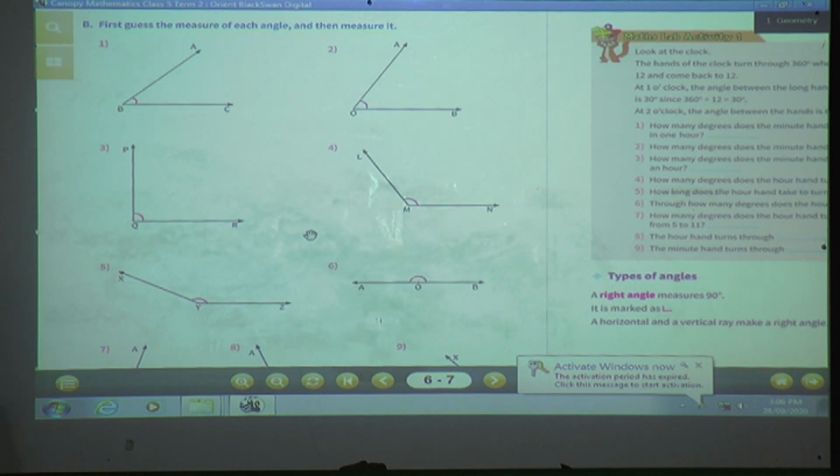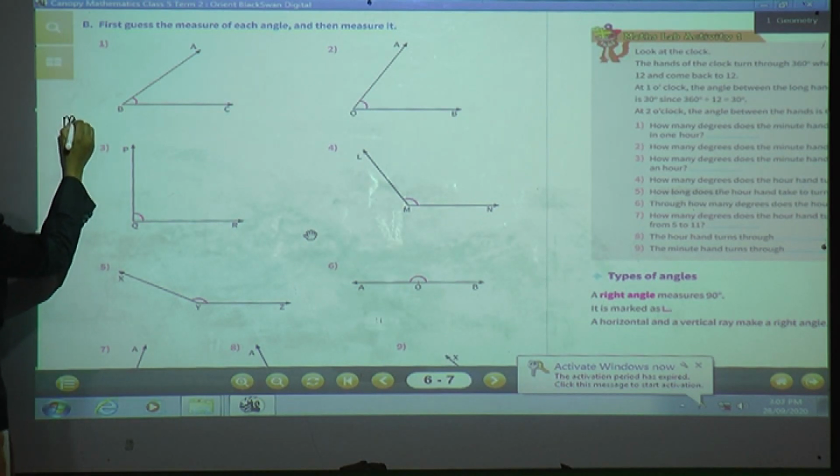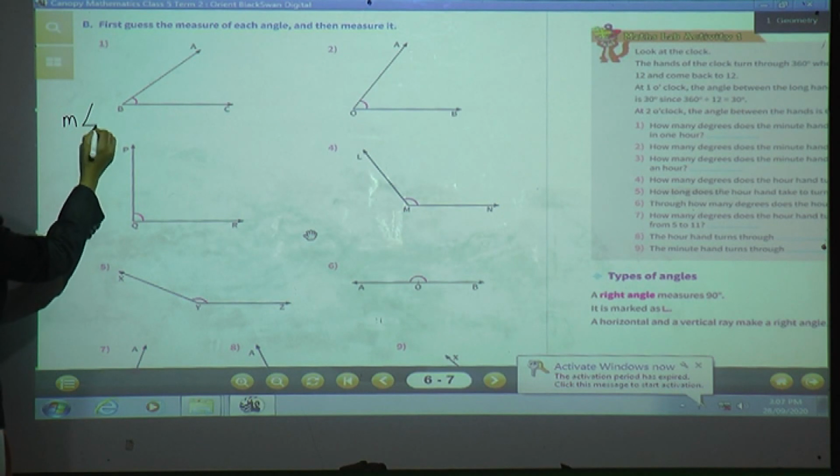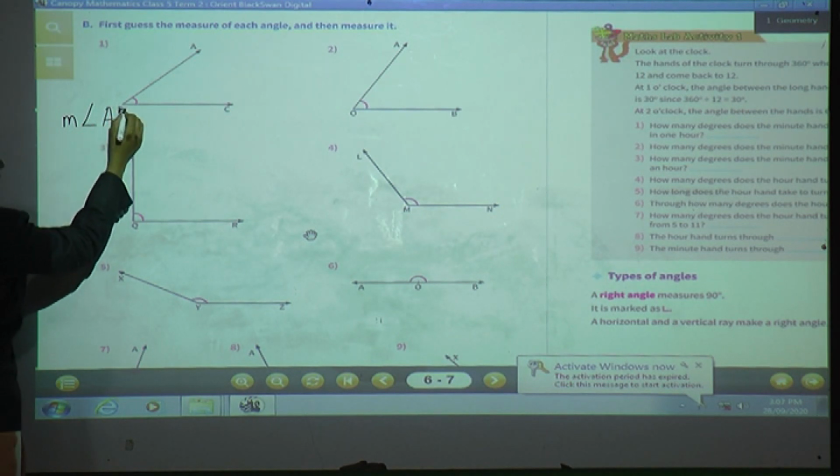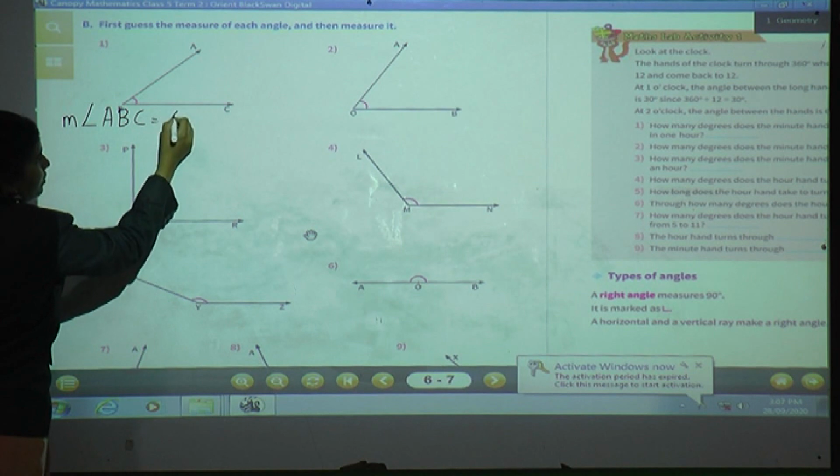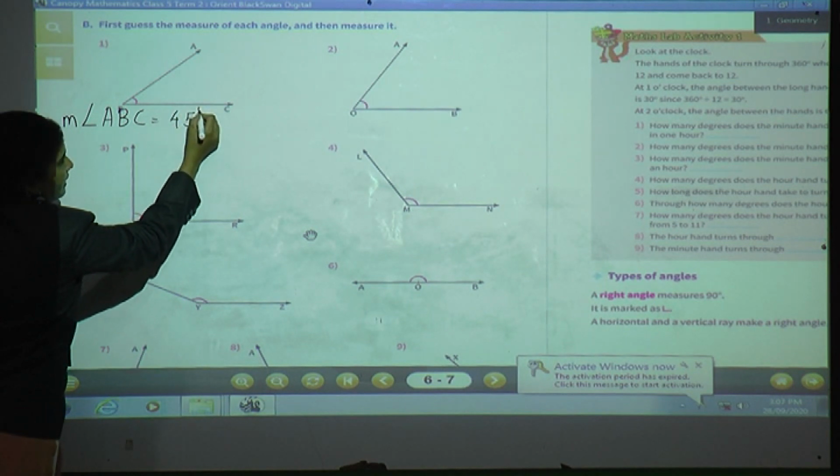So how to write it? See, M stands for measure. Measure angle ABC is equal to 45 degree.